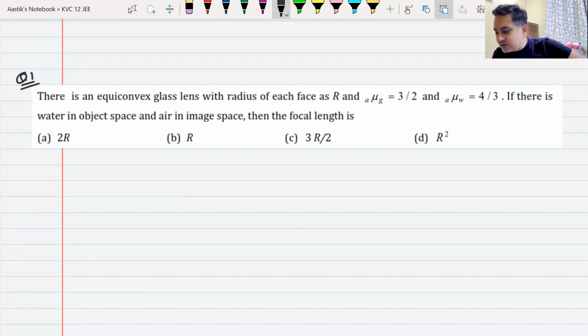I forgot the question number, so I'll call it question number one. There is an equiconvex lens with radius of each face as r. Mu of the lens is 3 by 2. Mu of water is 4 by 3. If there is water in the object space and air in the image space, what is the focal length of this lens?